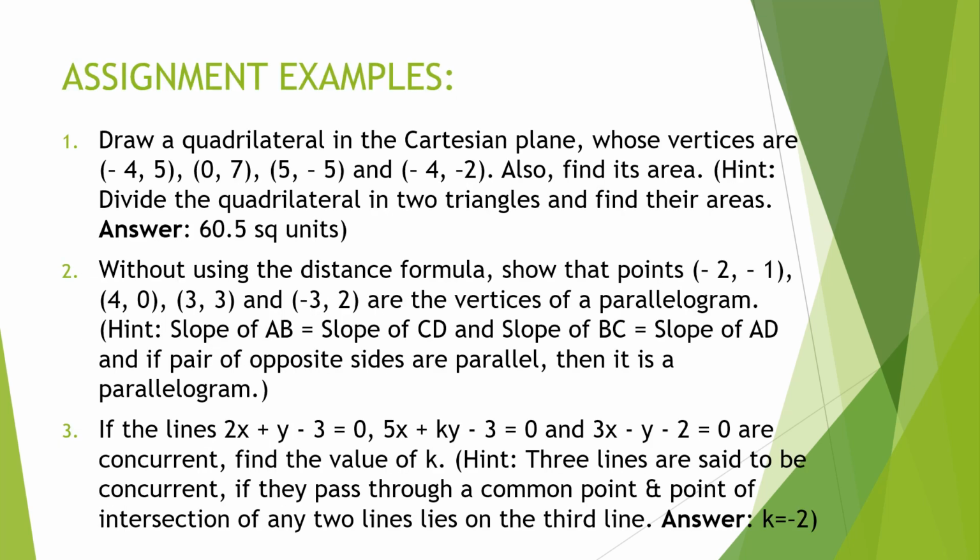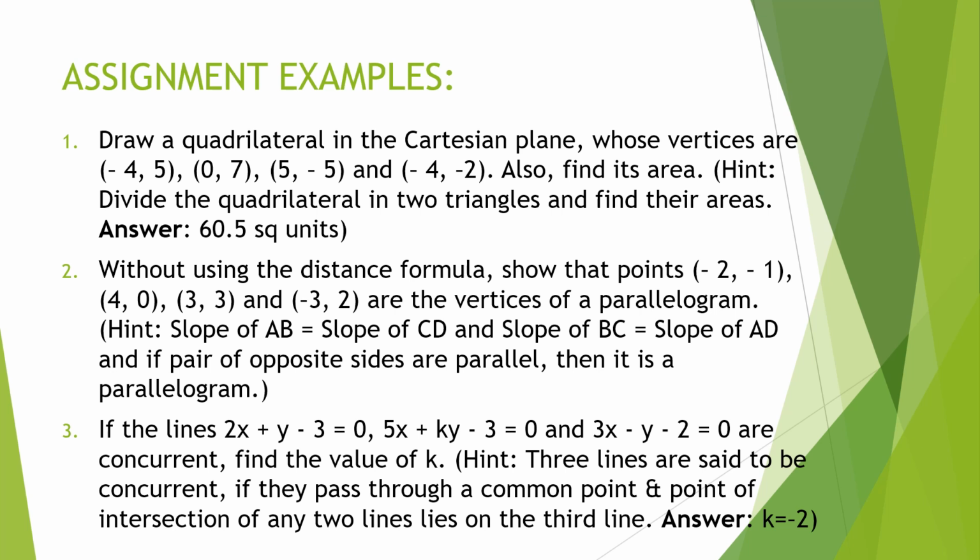Some assignment examples from the first part of the chapter, which is slope of the line. First one, draw a quadrilateral in the Cartesian plane whose vertices are (-4, 5), (0, 7), (5, -5) and (-4, -2). Also find its area. Now you have studied the formula to find the area of a triangle when 3 points are given. So just divide this quadrilateral into 2 triangles and add their areas. The answer is, the area of the quadrilateral is 60.5 square units.